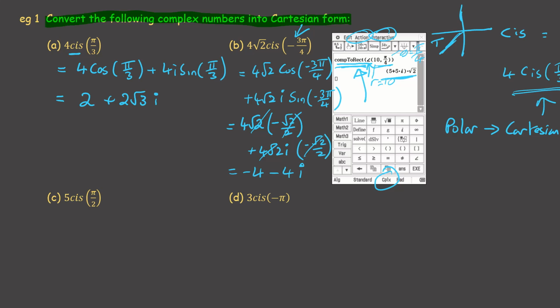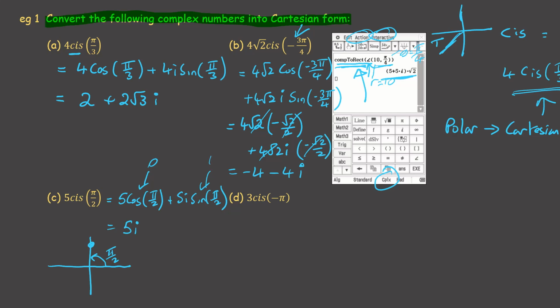Okay, continuing with our example, this one is going to be 5 cos pi by 2 plus 5I sine pi by 2. Cosine of pi by 2 is 0. Sine of pi by 2 is 1. So this one is just 5I. And that makes sense because if you think about an Argand diagram, then 5I is here and the angle is pi by 2.